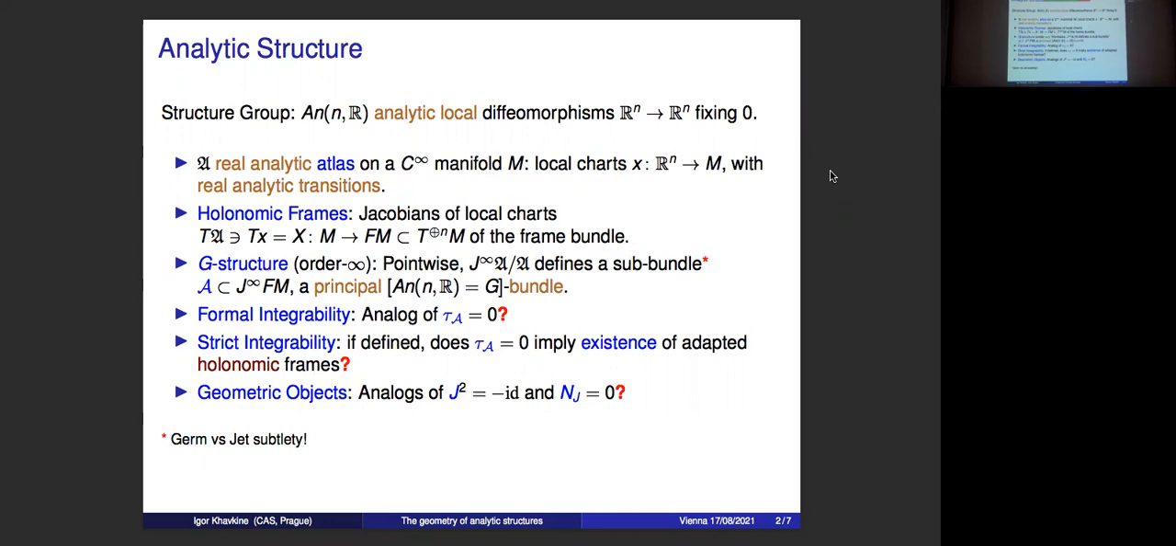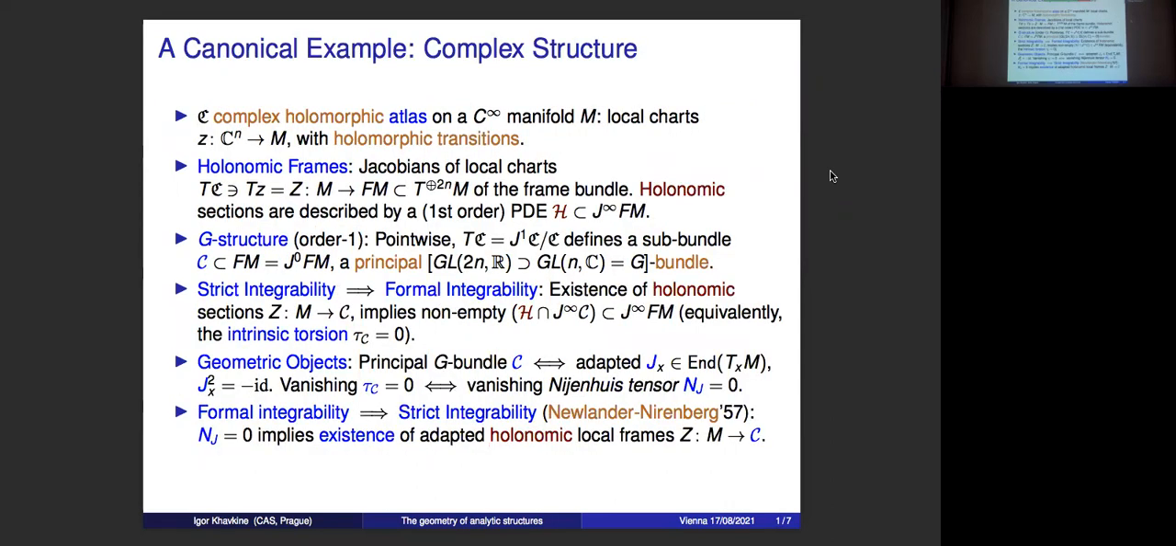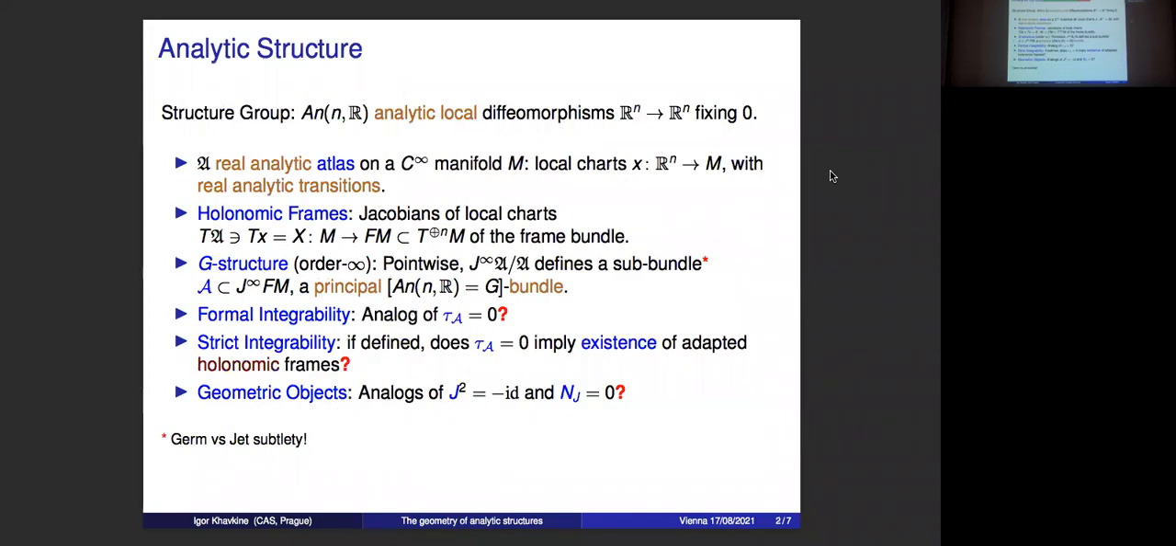Okay. So again, we can take the jets of these charts, and we have sections of the frame bundles. By the way, just in case I forgot to mention, holonomic. I said that it corresponds to those frames that come from derivatives of charts. Yes. Okay. So we have these frames, we can again look at them pointwise.